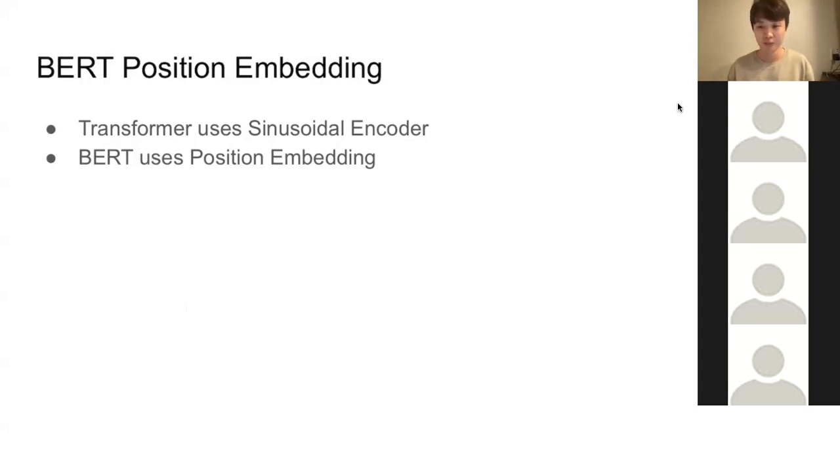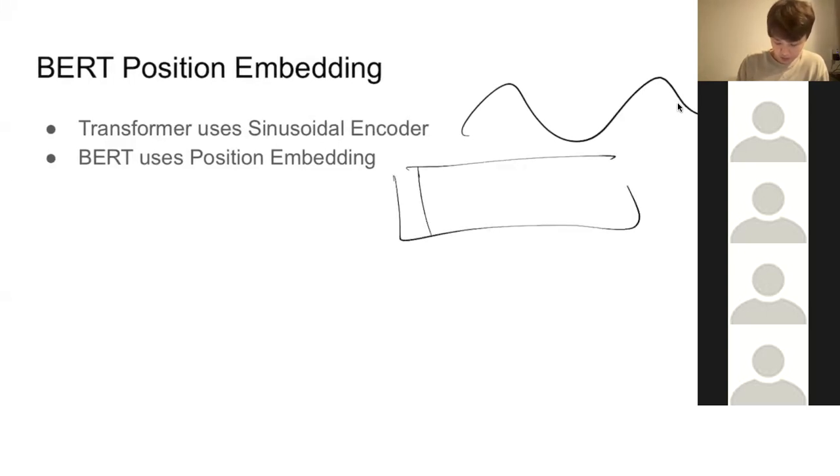But coming back to reality. I told you that for position embedding, Transformer uses sinusoidal encoders, but BERT uses position embedding. So this is something like that, and you can think of position embedding as a fixed embedding.